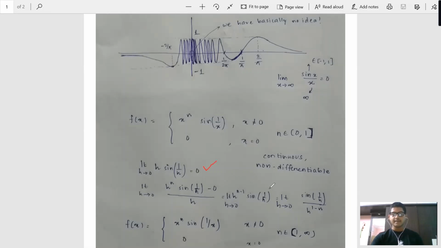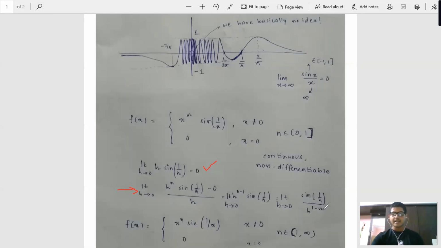Now how to check differentiability? Differentiability is defined as (f(h) minus f(0)) by (h minus 0). You should be remembering. So f(0) is 0. So what remains is this thing. We have to find limit h tends to 0, h to the power n sin(1/h). Now simplify this: limit h tends to 0, h to the power n minus 1 sin(1/h). Now this is limit h tends to 0, sin(1/h) by h to the power 1 minus n.